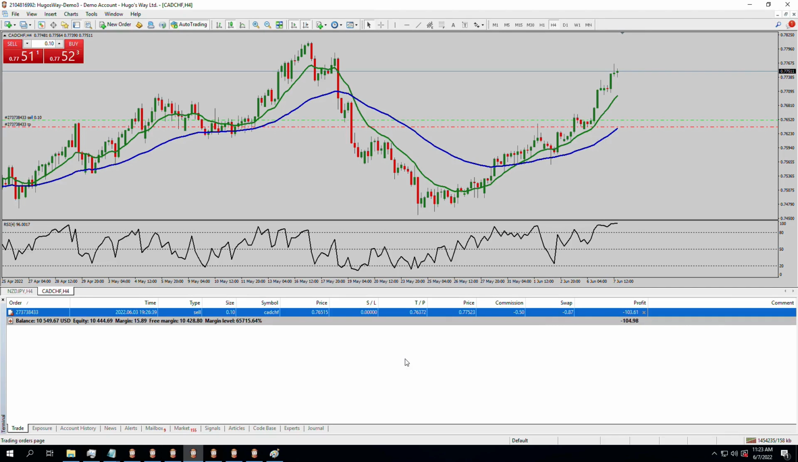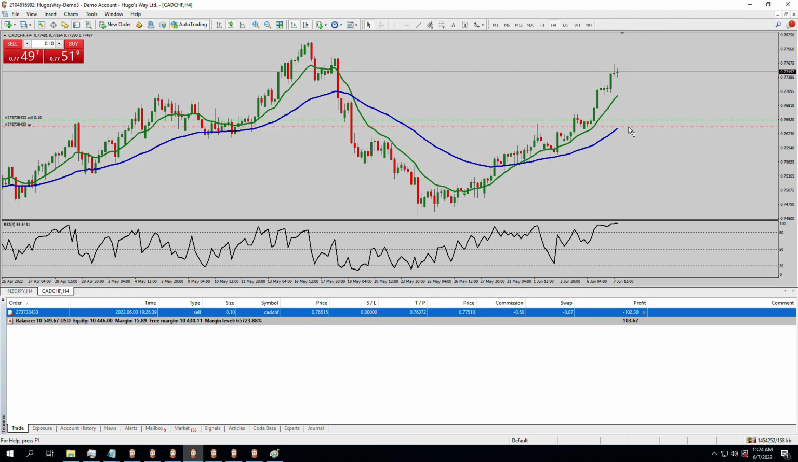Yesterday, in the last episode, we did a recovery and then we entered CAD, CHF, sell random trade, and we are now about $104 in the negative. So it did not reach my small take profit, which was set at randomly $14.70. So the trade has gone against us.